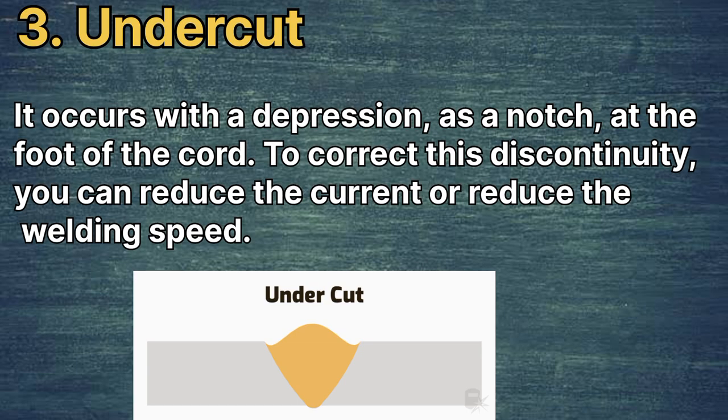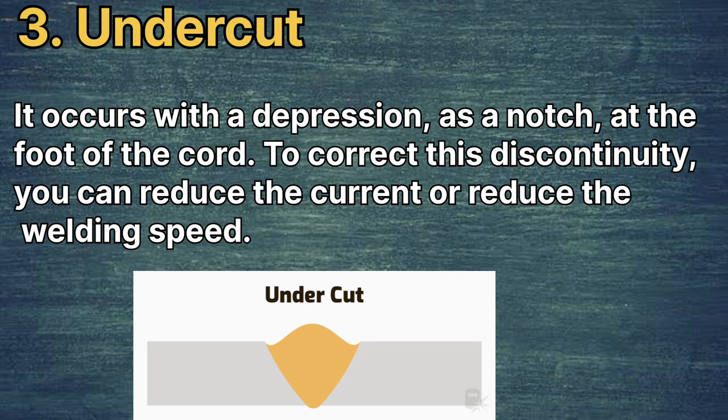The third point is undercut. It occurs as a depression, a notch at the foot of the weld. To correct this discontinuity, you can reduce the current or reduce the welding speed. See the below images of undercut defects.